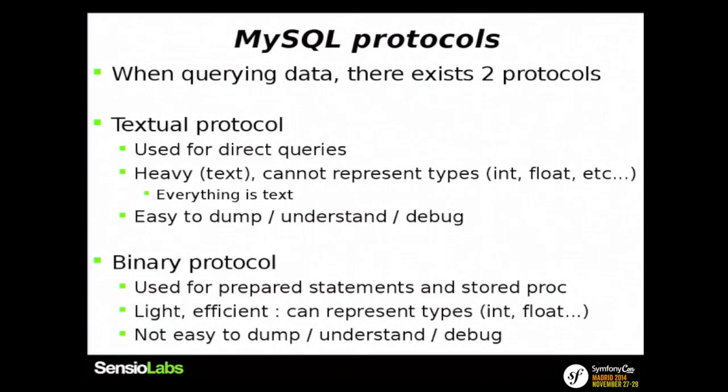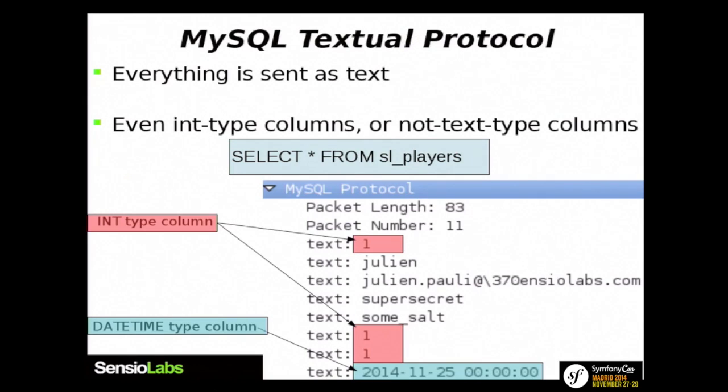The binary protocol is automatically used when you use prepared statements, and the textual protocol, which is less efficient, is used when you use normal queries. Okay, so query, things like that. This is an example of the textual protocol. The main drawback of this protocol is that the MySQL server has to translate every non-text column to something which is text, and this eats CPU.